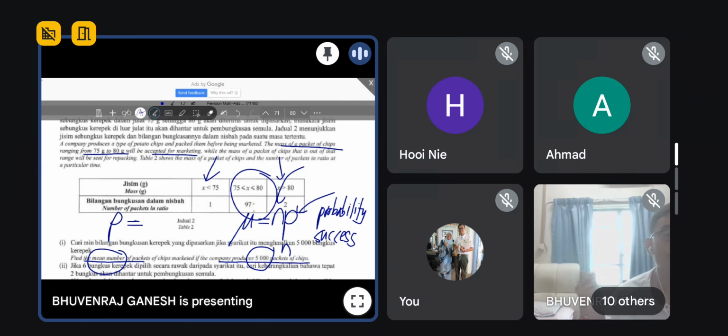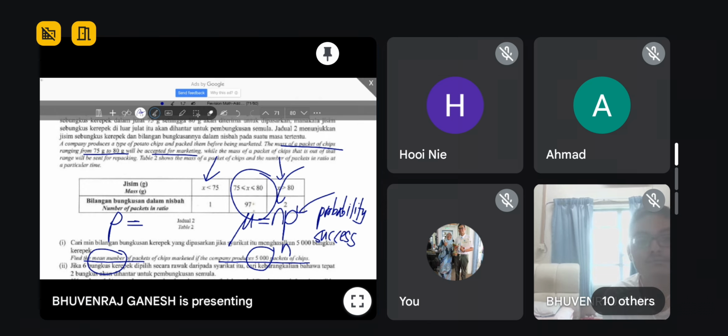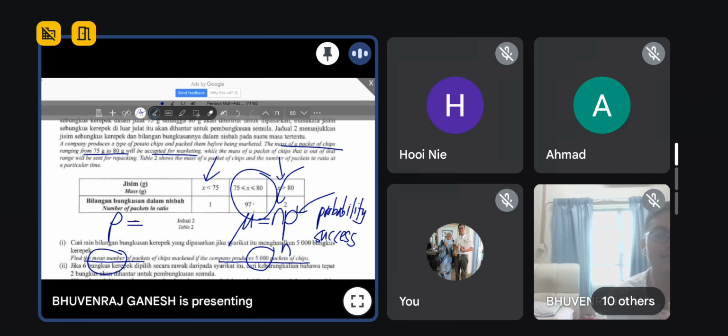Mereka tak bagi tahu nilai secara terus, tapi kamu kena tahu macam mana tulis nilai dia tu. So what will be your P value? Try and see guys. Jangan risau. Cuba sahaja. Salah tak apa. Wrong doesn't matter. Important is you try. Yes, very good. The answer is 0.97.